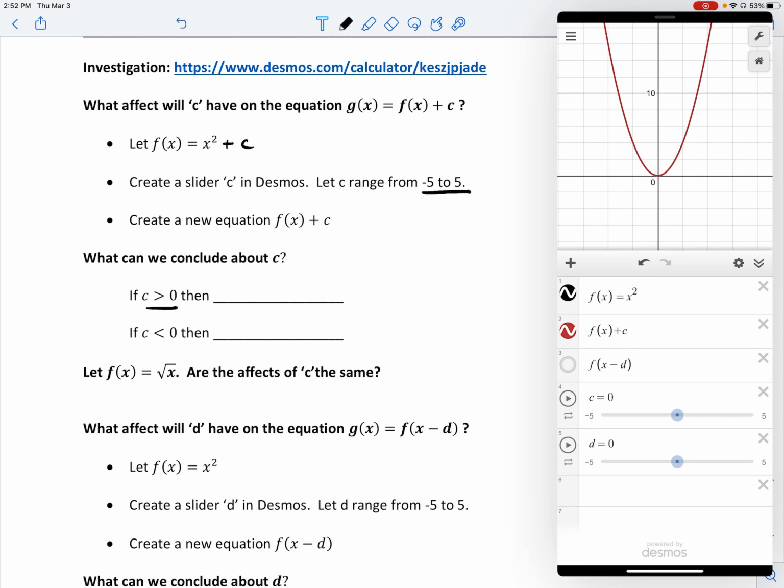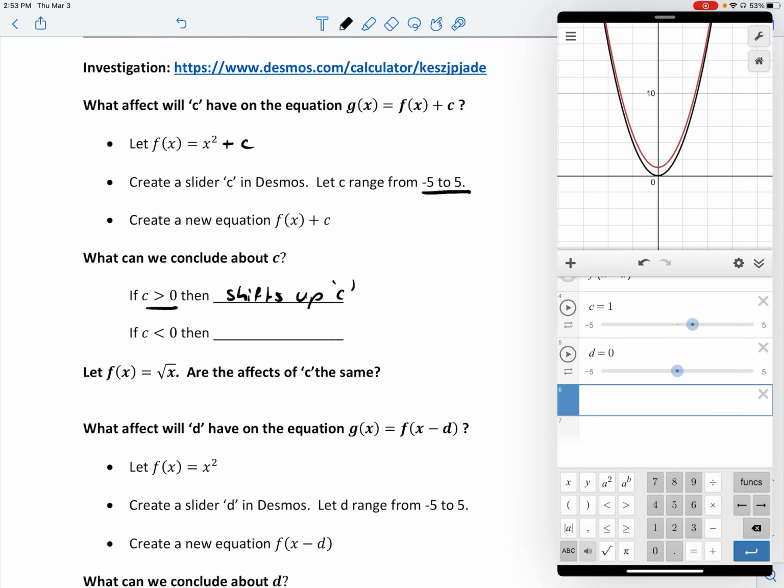Okay, so let's write down our findings in here. If c is greater than 0, the graph shifts up. It actually moves up exactly c units. So if I set this equal to, let's say 1, the whole graph moves up 1. You might say, well, Mr. A, it doesn't really look like it moved up 1 at the other spots. I can see it at the vertex, but as the graph moves outwards, it doesn't really look like it. Well, it actually is always a difference of 1.